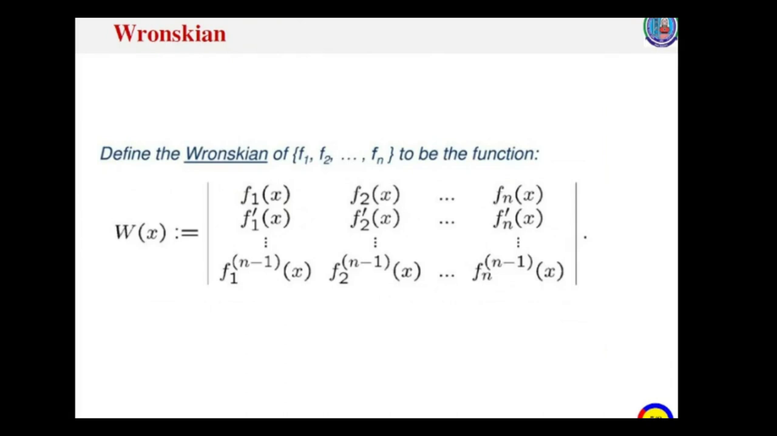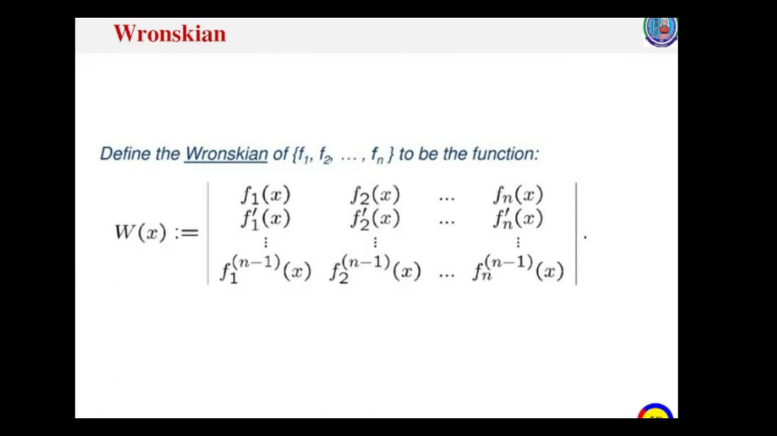So what is Wronskian? If we are to find the Wronskian of n functions f1, f2, fn, we just find an n cross n determinant, in which the first row is f1, f2, fn, the original functions. The second row is their derivatives, f1 dash, f2 dash, fn dash. And the last row is the n minus 1th derivative. We just have to find the determinant of this and we will get the Wronskian of the functions f1, f2, fn at the point x.